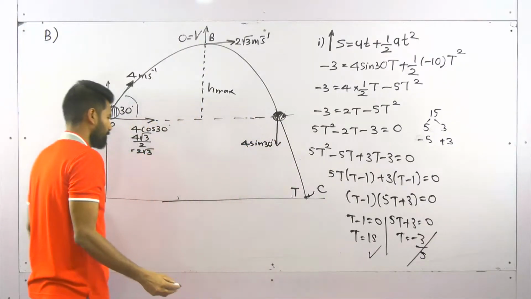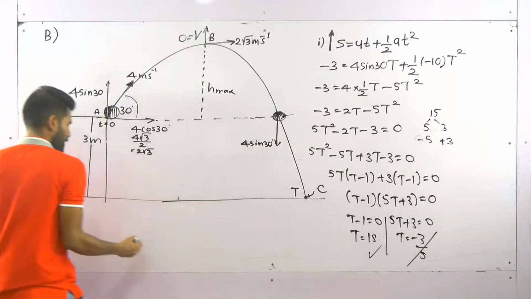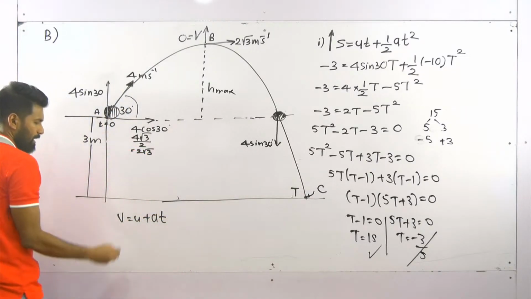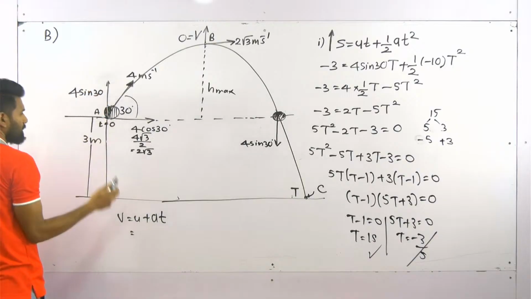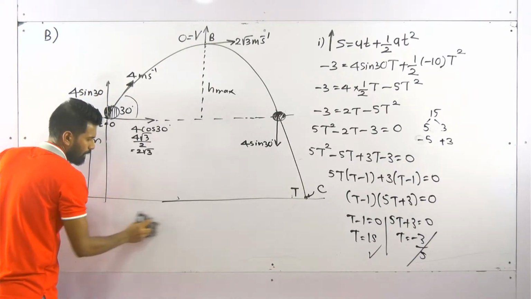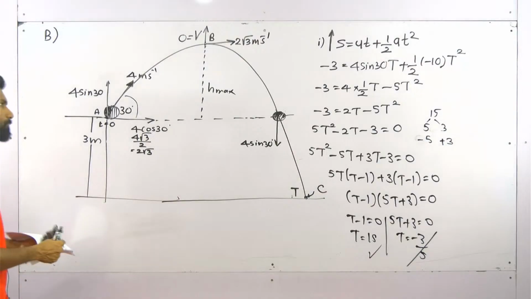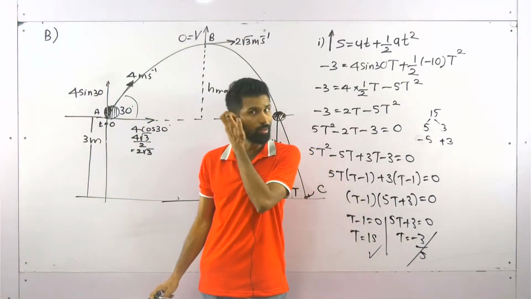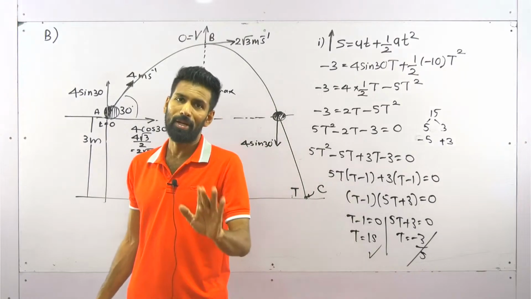How did you get that? Apply v equals u plus at. Initial velocity is 4 sine... Wait, I will show you an easier method. Now, I can't waste more time on things that I have done so many times. So I will tell it to you.